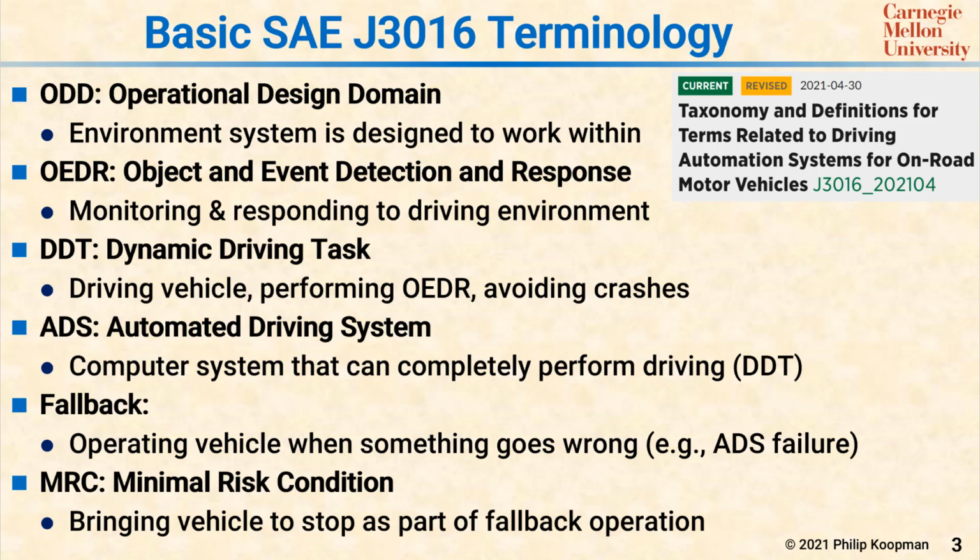Summarizing these terms, an automated vehicle operates within an operational design domain. It performs Object and Event Detection and Response, OEDR, as well as controlling the vehicle. Those two things together give you the dynamic driving task, which is performed by the automated driving system. If something goes wrong, a fallback operation is required to bring the vehicle to a minimal risk condition.